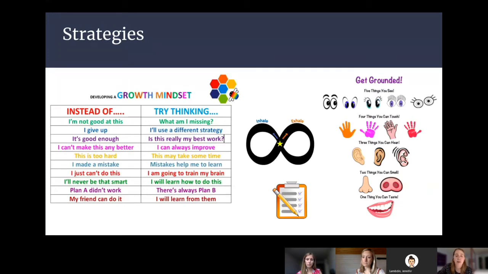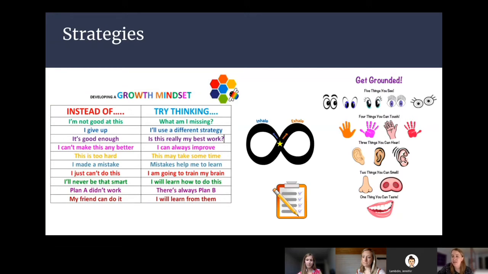There are also so many visuals out there that help kids with guided breathing, such as this figure 8. There's also breathing visuals for what we call balloon breathing, star breathing, hot cocoa breathing. So every child may gravitate towards a different visual and find what works for them.